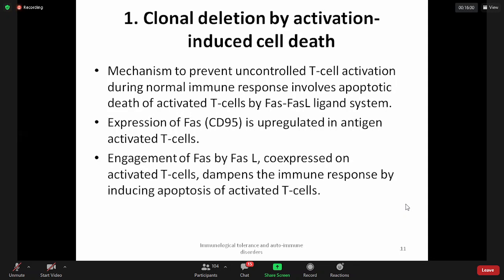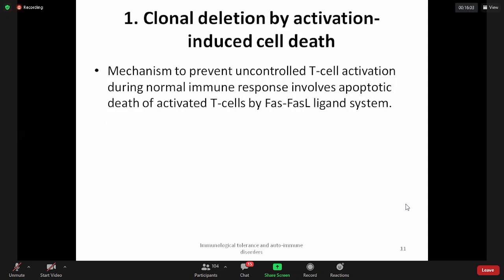So this mechanism is put in place to prevent uncontrolled T cell activation during the normal immune response. And this normally involves programmed cell death. There's something that is called FAS. That FAS refers to a cell surface receptor. So these cells, when they come from the thymus and the bone marrow, have a specific receptor that induces apoptosis, and this is the so-called cell surface death receptor.